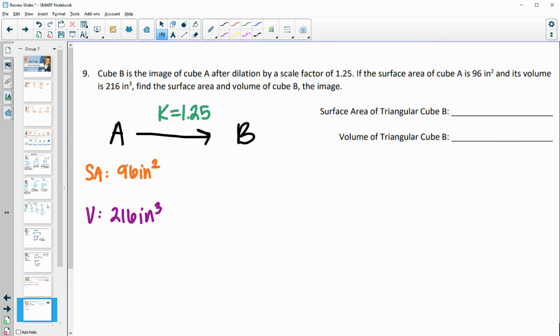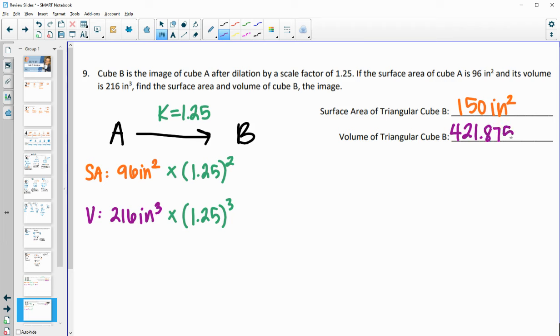So again, we'll take the surface area and we'll multiply it by the scale factor squared, since we're in area, and the volume will multiply by the scale factor cubed. So you can just do 96 times 1.25 squared, and you'll get your new surface area of 150 inches squared. And then the volume, 216 times 1.25 cubed, which will give us 421.875 inches cubed.